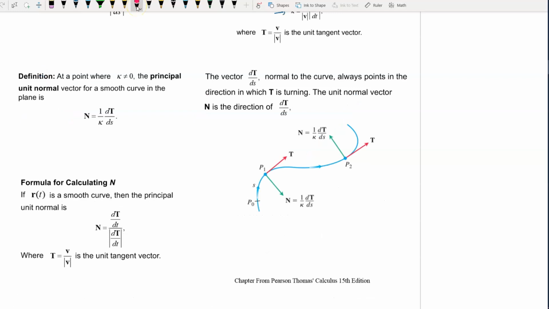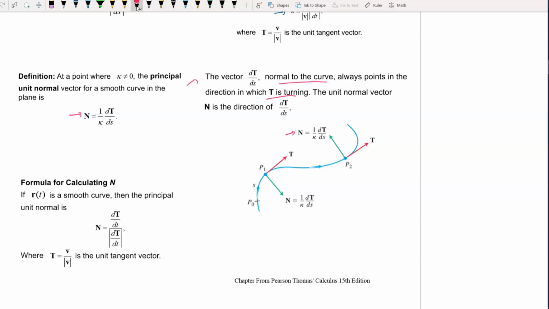And here is the definition: at a point where k is not equal to 0, the principal unit normal vector for a smooth curve in the plane is N equal to 1 over k times dT over ds, the derivative of T with respect to s. The vector derivative of T with respect to s, normal to the curve, always points in the direction in which T is turning. The unit normal vector N is the direction of the first derivative of T with respect to s.